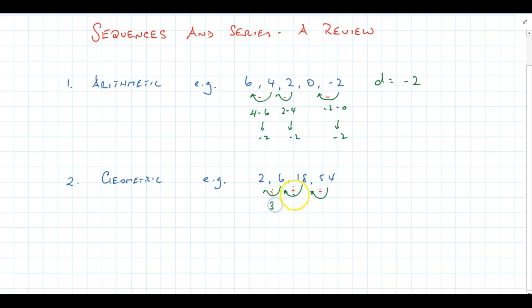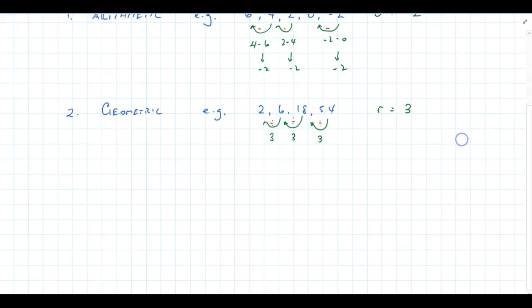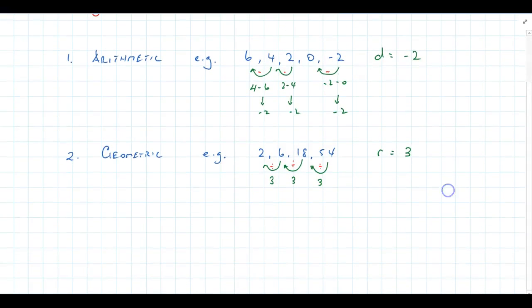So 6 divided by 2, 3. 18 divided by 6, 3. 54 divided by 18, 3. So our common ratio in this case is 3, and that's how we define our arithmetic and geometric sequences. It's really important that we come back to that. That's what underpins all our work here. Common difference, common ratio. Given that we've got a sequence that is arithmetic or geometric, we can now do whole heaps of calculations based on that core understanding.